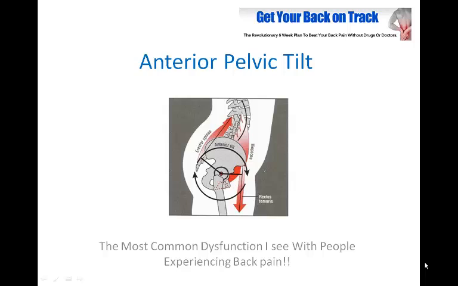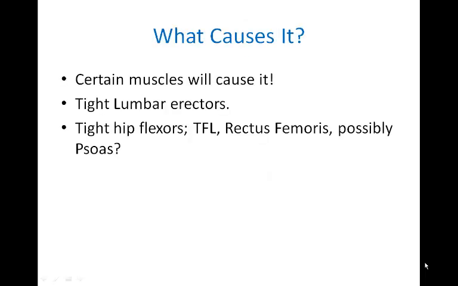Today I'm going to talk about anterior pelvic tilt. Anterior pelvic tilt is the most common dysfunction I see around the spine and pelvis with people suffering with back pain. Due to muscle imbalances between opposing muscle groups, the pelvis tilts forwards and leads to pain and dysfunction. Some muscles will cause it to happen, whilst the opposing muscles will allow it to happen.